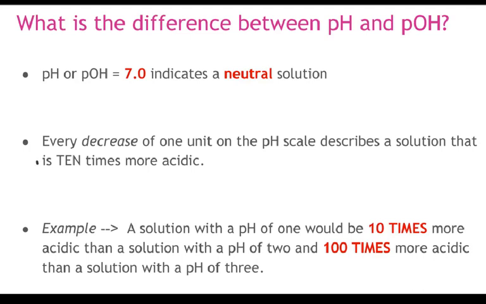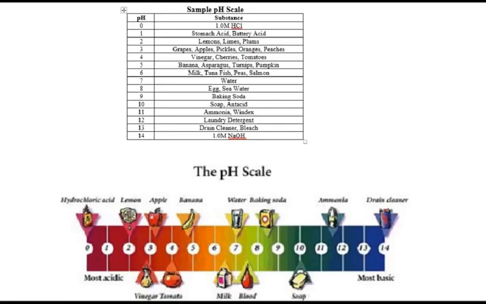Because if you guys see this second bullet point here, every decrease in 1 unit describes a solution that would be 10 times more acidic or basic. Okay, this is a logarithmic scale. You could see here some examples. So again, in the middle, 7 means neutral, and water is the example of a neutral solution.